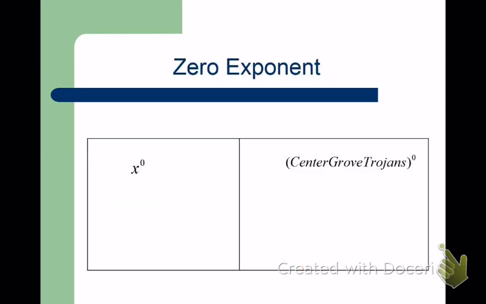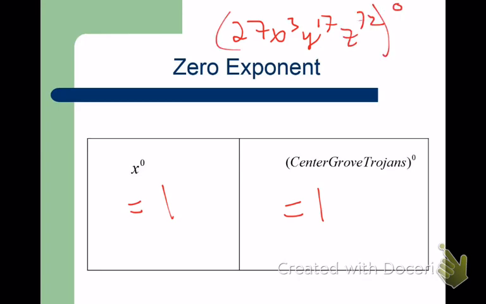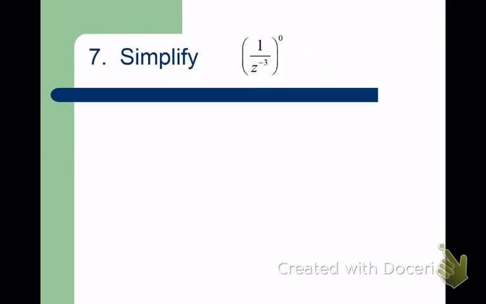Okay? So, x to the 0, guess what? It's 1. Center Grove Trojans to the 0, guess what? It's 1. Truck to the 0, guess what? It's 1. Okay? Even something as ridiculous as 27x to the 3rd, y to the 17th, z to the 72nd power, if we raise all of that to 0, it's just going to be 1. Okay? It will be automatic. So, 1 over z to the negative 3rd power raised to the 0 power. Guess what? It's just 1. That's it. Okay?